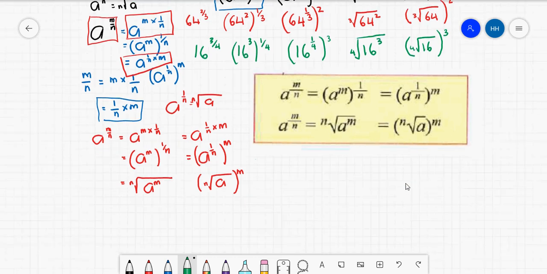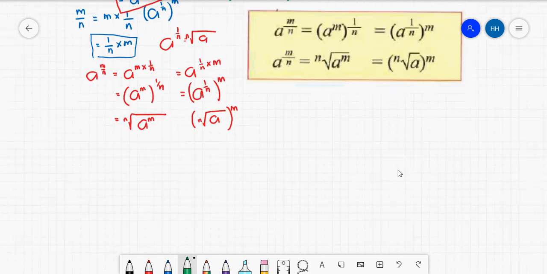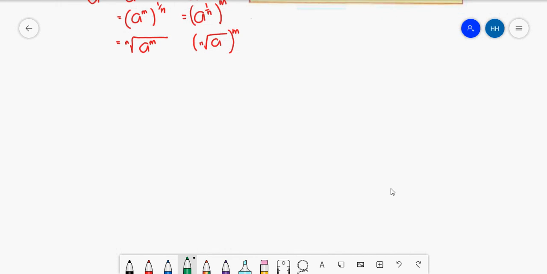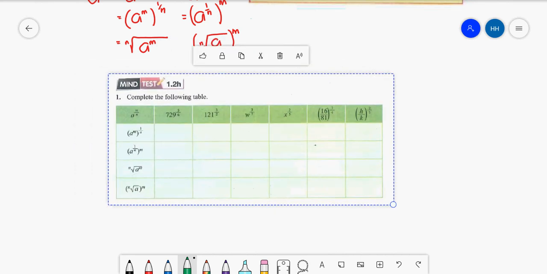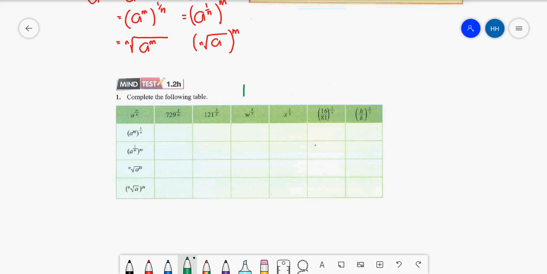So what you need to do now for the exercise is to do the exercise on page 19 of the textbook. This is from page 19 of the Form 3 textbook. Do it in your M2.